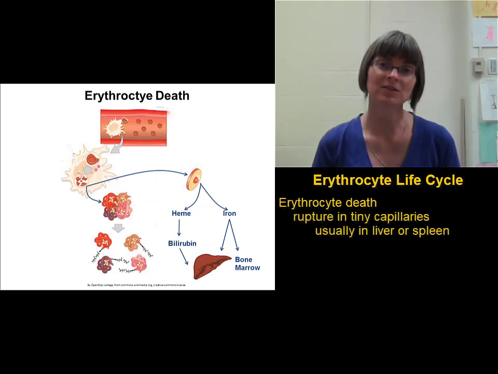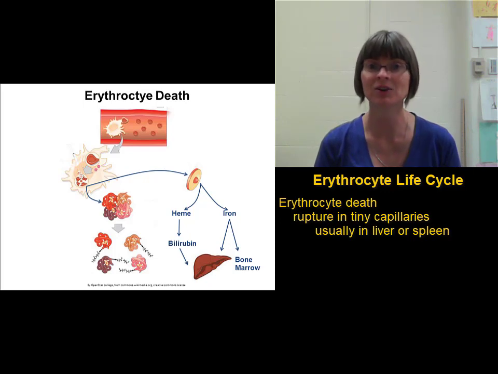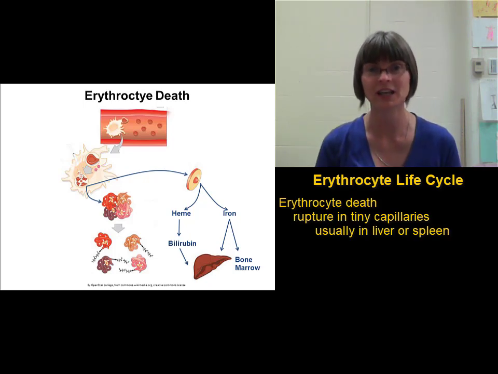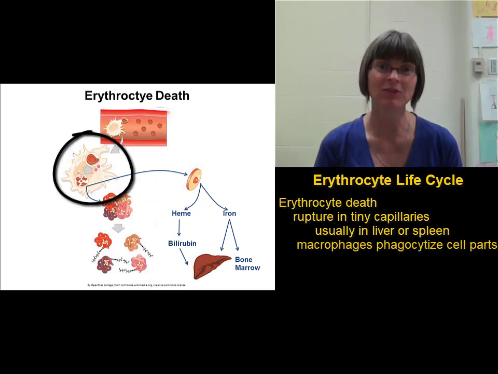Most of your erythrocytes are going to die in the spleen and in the liver because that's where you have the smallest capillaries for them to squeeze through. The liver and the spleen also have the best mechanisms for cleaning up the erythrocytes. The macrophages have the first role in cleaning up dead erythrocytes.